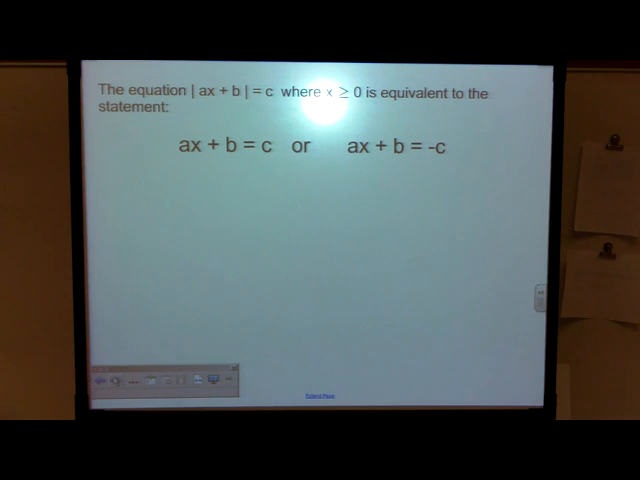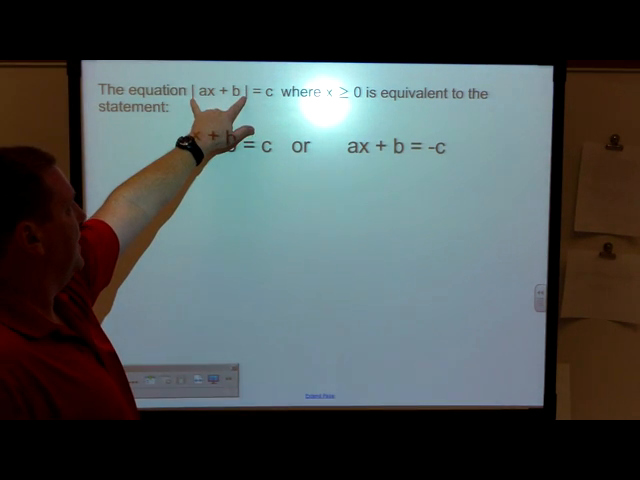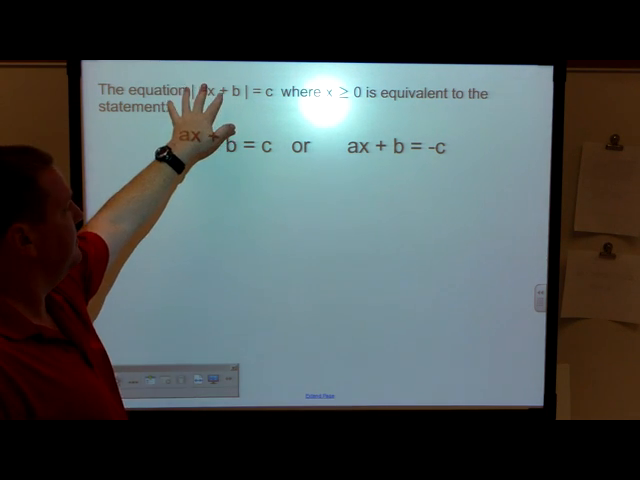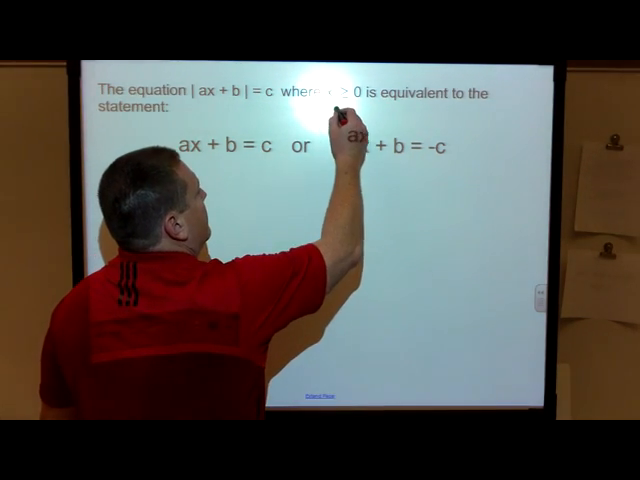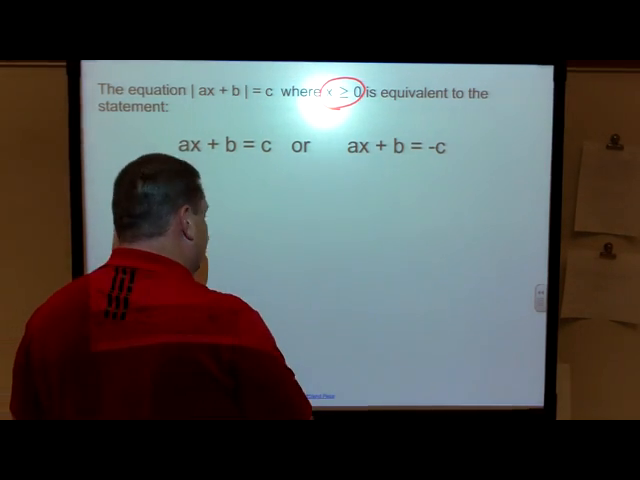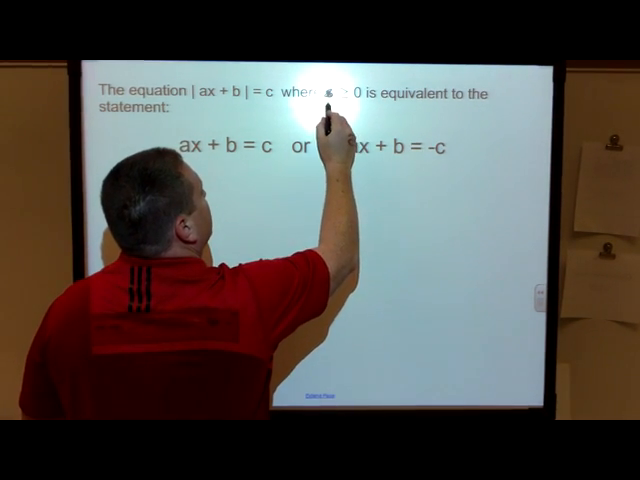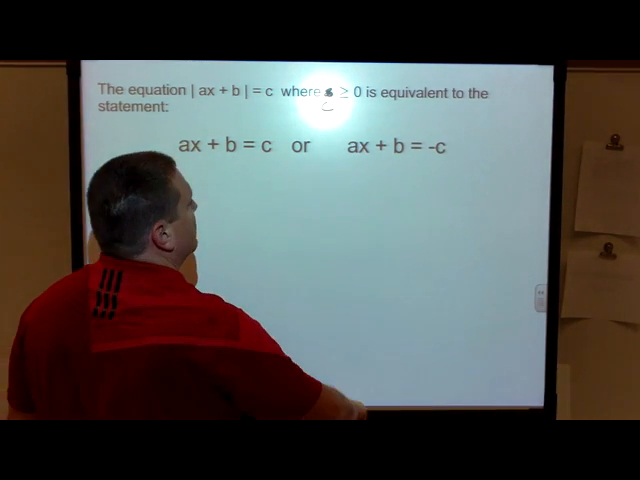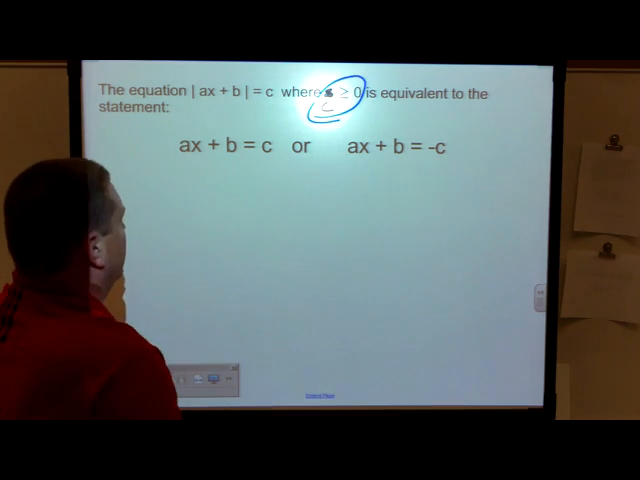The absolute value equation, like this, ax plus b equals c, where you have absolute value of everything inside there. Where x is greater than 0, and this is very important here, x has to be greater than 0. Oops, I'm sorry, that's a mistake. Should probably reprint that. That should be c is greater than 0. Okay, c has got to be greater than 0.